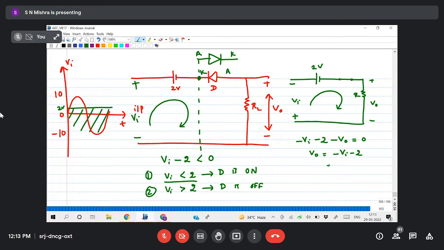If I take the maximum voltage of minus, say Vi is minus Vm, I'll replace like this, or I can also take common Vm plus 2. This is your output voltage for positive half cycle.